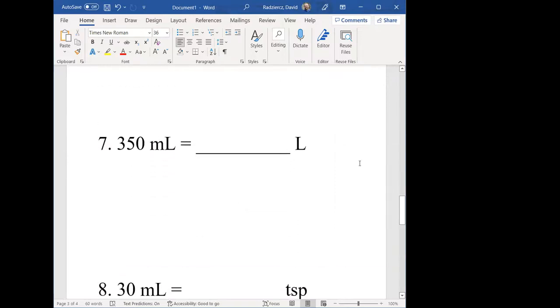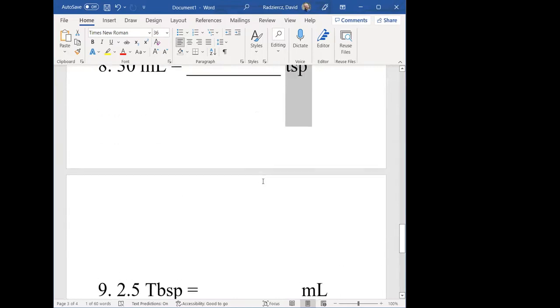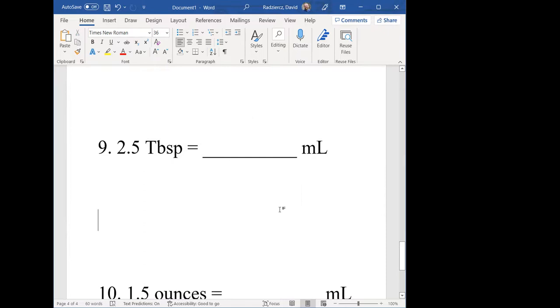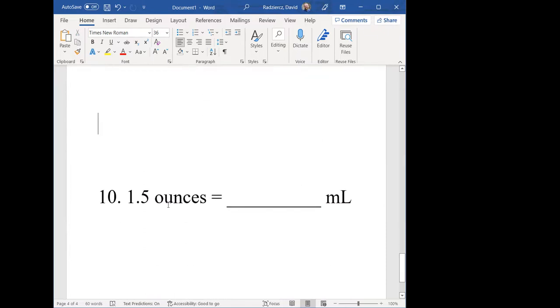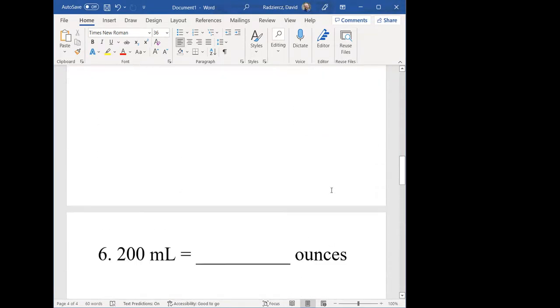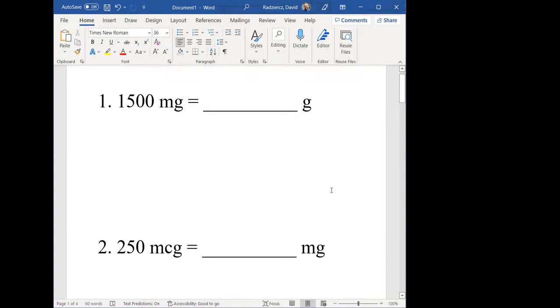Milliliters to liters, so that's metric to metric. Milliliters to teaspoons, so that's metric to household. Then we'll do household tablespoons to milliliters, ounces to milliliters, so household to metric. And if you're looking at these, you're like, I got this, this is pretty straightforward. Good. Then going through the examples should be helpful and help you to anchor and understand and have better retention on this material.